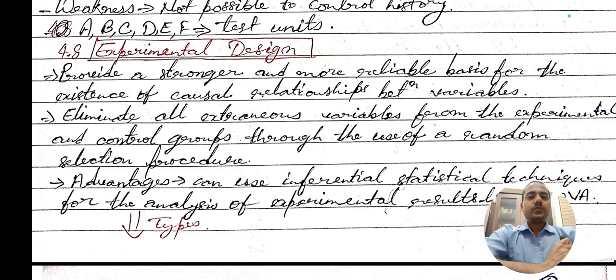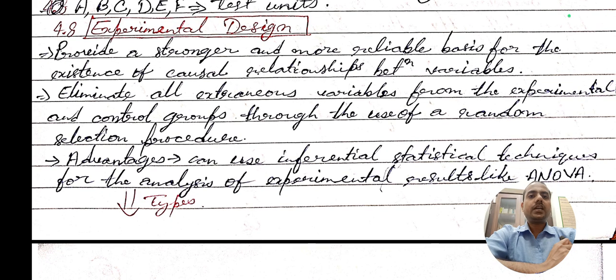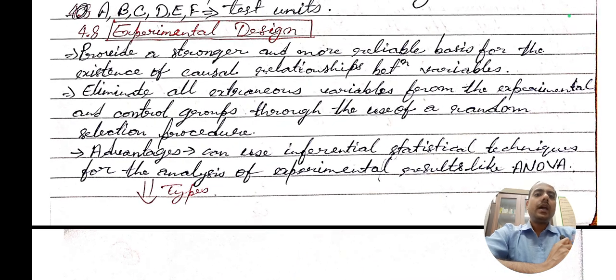Now next we have the experimental design. Experimental design provides a stronger and more reliable basis for the existence of causal relationships between variables. It eliminates all extraneous variables from the experimental and control groups through the use of a random selection procedure. The advantage is that it can use inferential statistics. In case of experimental design we can use inferential statistics techniques such as ANOVA.